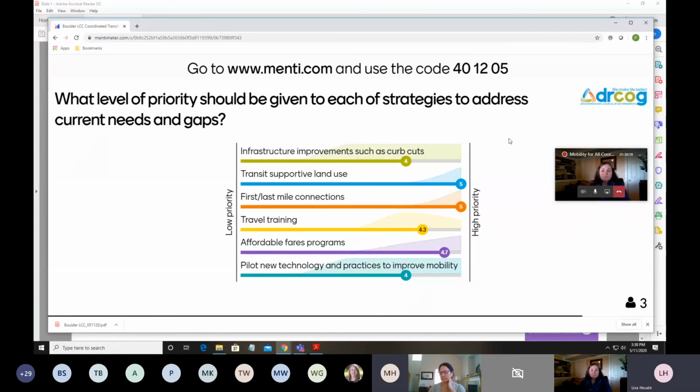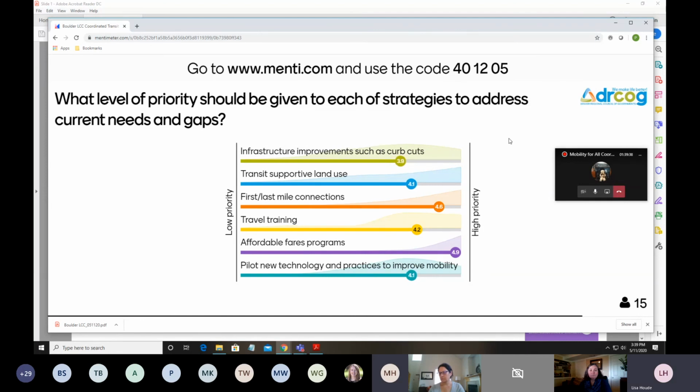Sure. Transit supportive land use is basically supporting land use policies that are more density, more walkable, so that it makes transit more efficient to provide. And then travel training is providing training for either persons with disabilities or just people who are not comfortable riding public transportation to help them feel more comfortable and be able to use it.